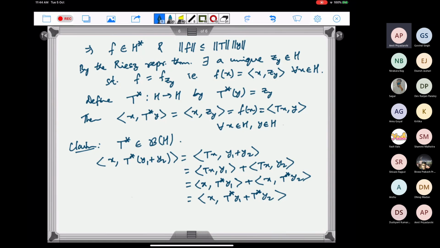Note that we don't know T star is linear, so we cannot directly write T star of y1 plus y2 as T star y1 plus T star y2. But here, by using the linearity of the inner product, we can write it like this. So this is true for every x in H. So this implies T star of y1 plus y2 is equal to T star y1 plus T star y2.